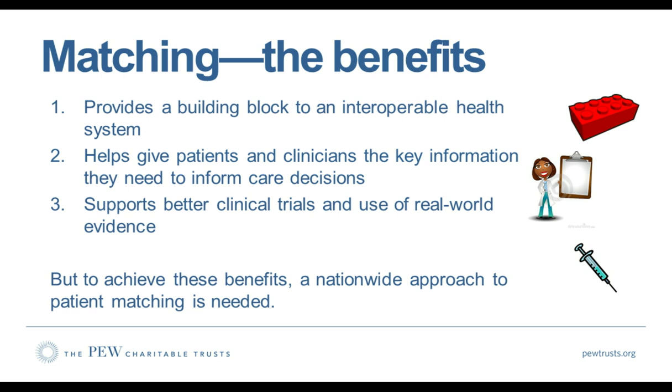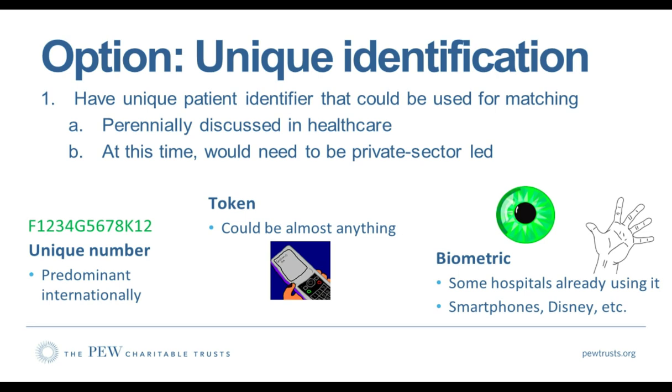Finally, it can also support better research, including clinical trials and use of real-world evidence, for example, to evaluate the performance of a drug for an unapproved indication or to track patient outcomes over time across multiple data sources. But to achieve these benefits, a nationwide approach to patient matching is needed to address the insufficient match rates that exist today. At Pew, we've evaluated several different options and are conducting research in these areas.